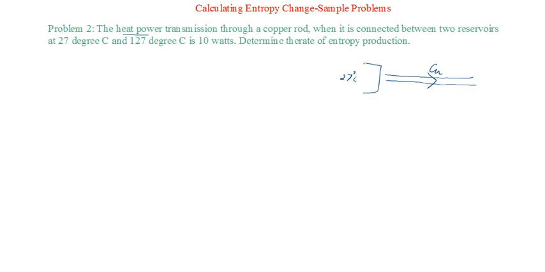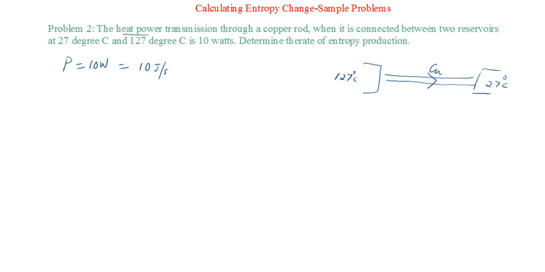This is 127 degrees Celsius, and I have already put up the arrow here. The other one is 27 degrees Celsius, and the power is 10 watts. So power is given as 10 watts. 10 watts means 10 joules per second. So in every second 10 joules of heat is transferred. That's all the meaning.